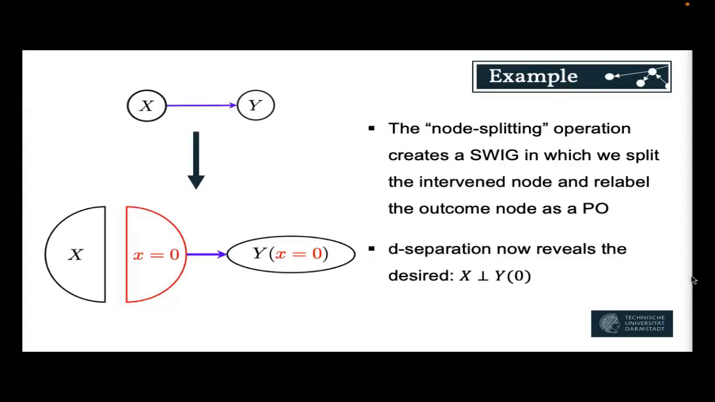And how does this work? Well, d-separation now on this SWIG will reveal something like this: that X is d-separated and, assuming faithfulness, statistically independent of Y, the potential outcome Y when X is 0. And again, if you remember these things, these are the assumptions we saw from before, the assumptions we make in potential outcomes to do causal inference.